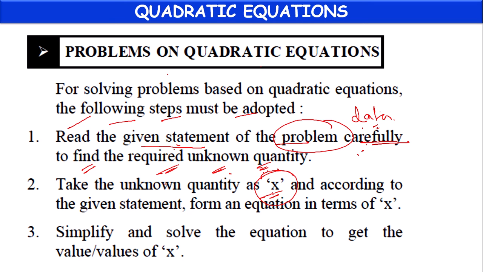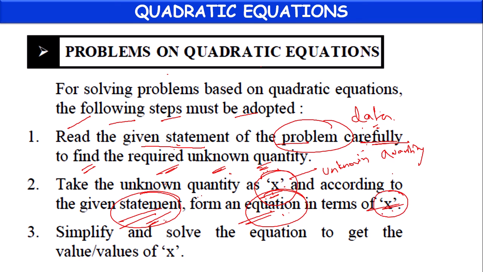The given statement is to be written in the form of an equation in terms of x, the unknown quantity. We assume the unknown quantity as x, and the given statement is written in the form of an equation in terms of x. Then, if we simplify and solve that equation, we will get the value of x.